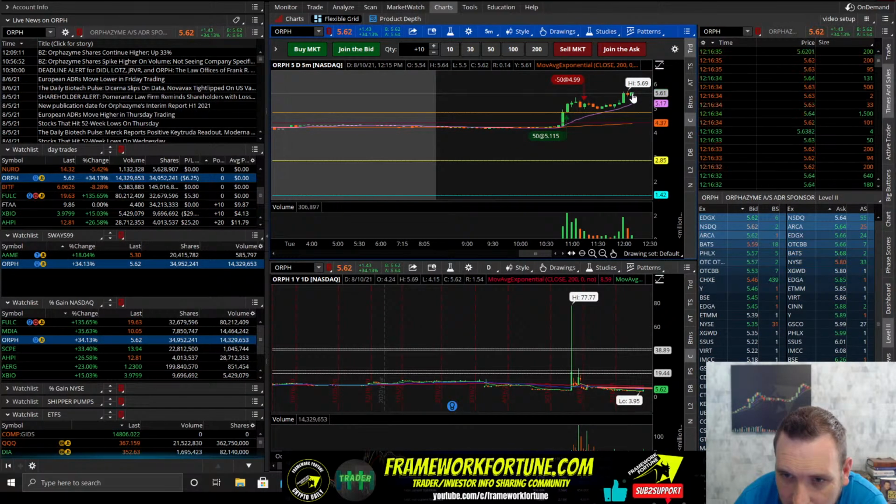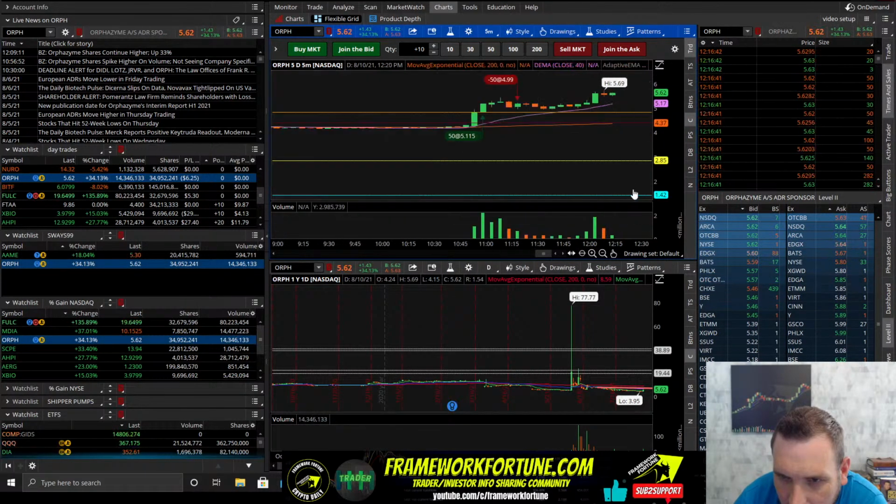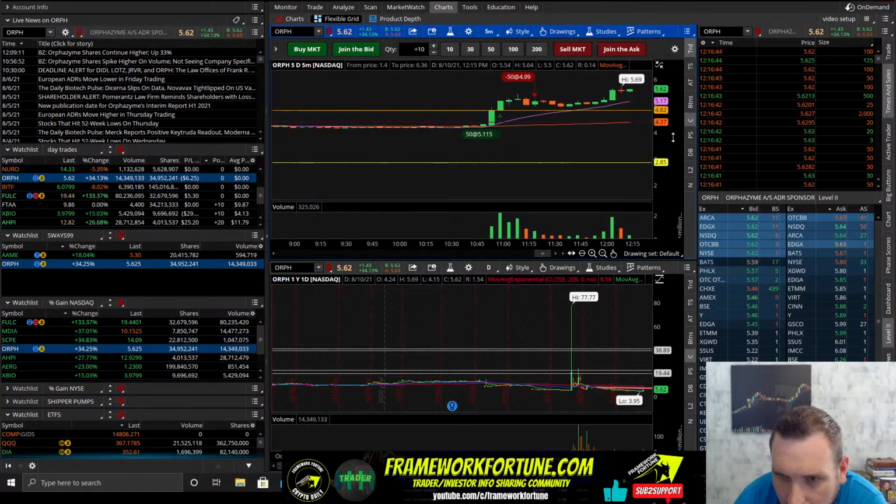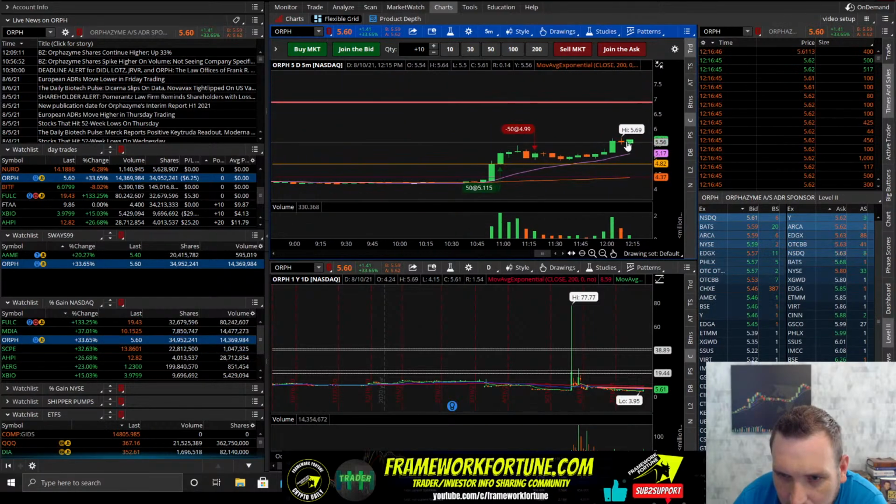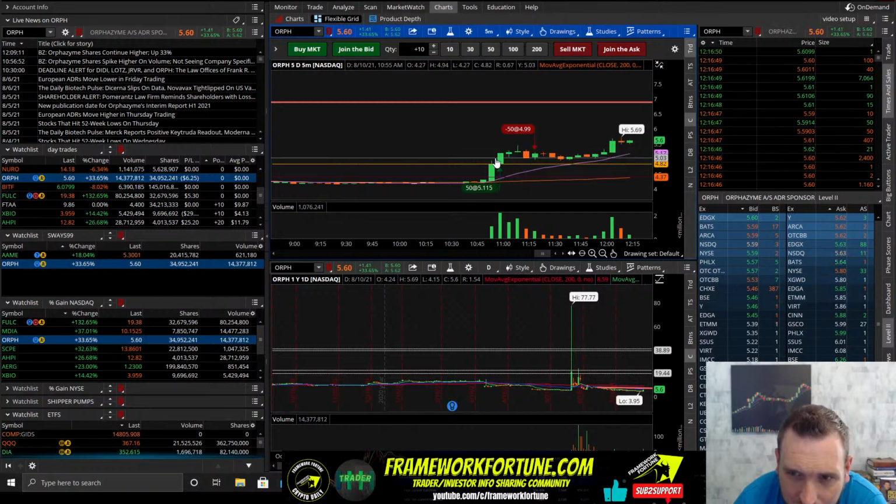YRPH still trying to push. Just trying to break a, let's see, indecision followed by this green candle possibly could lead to another pop.